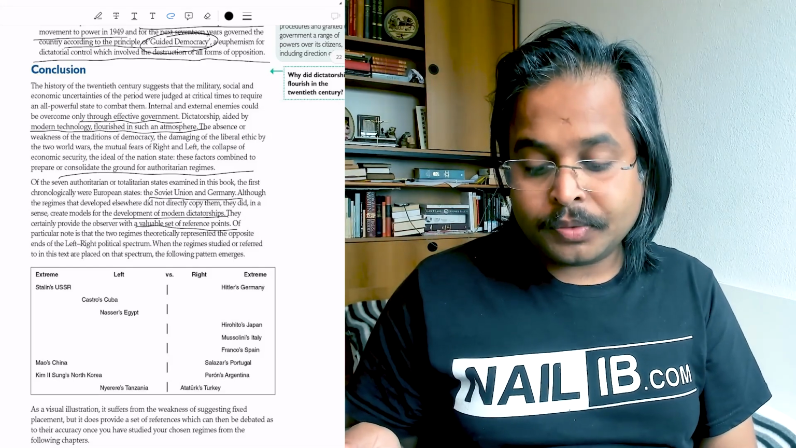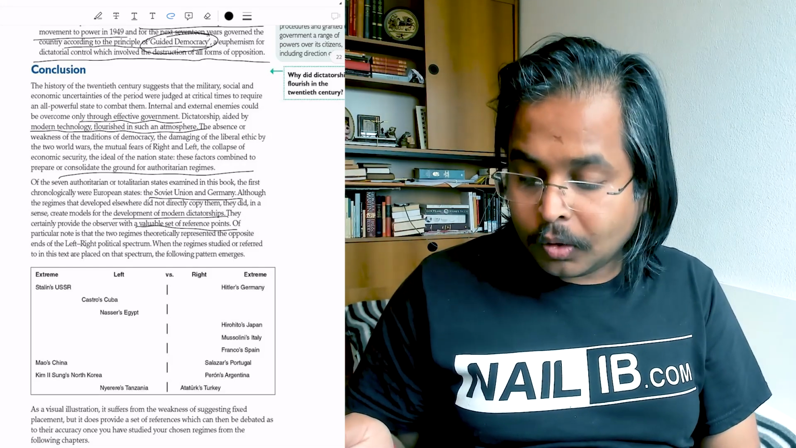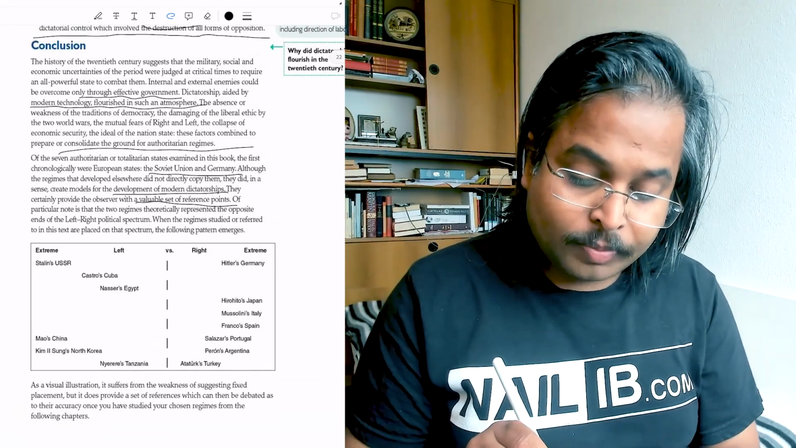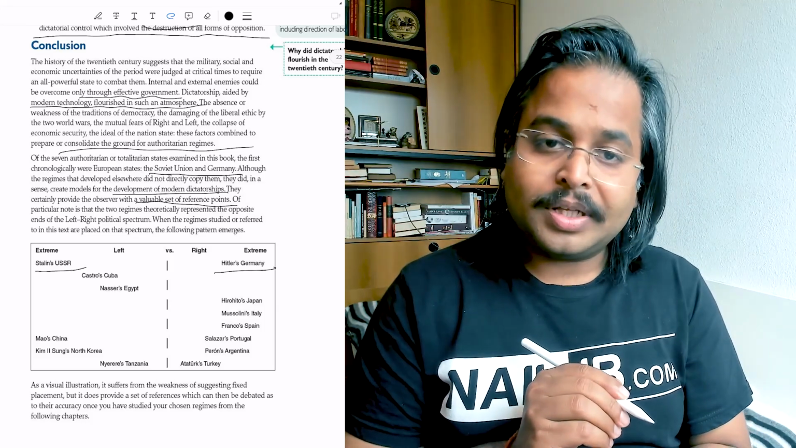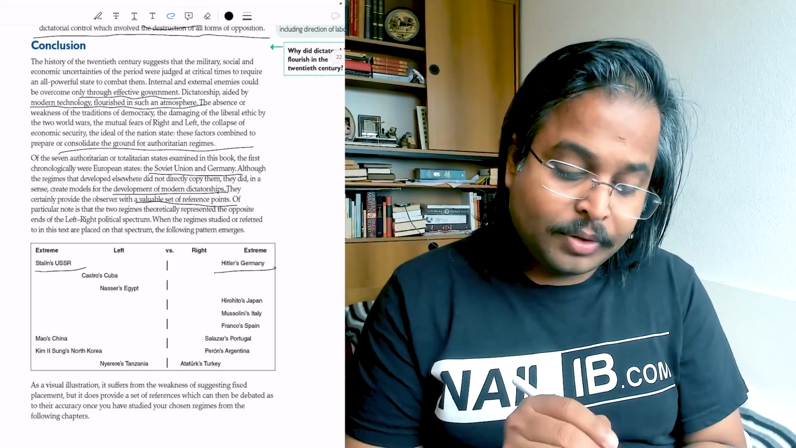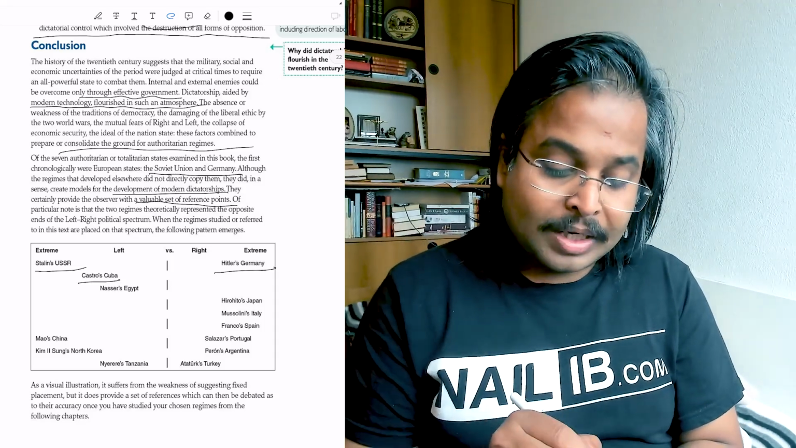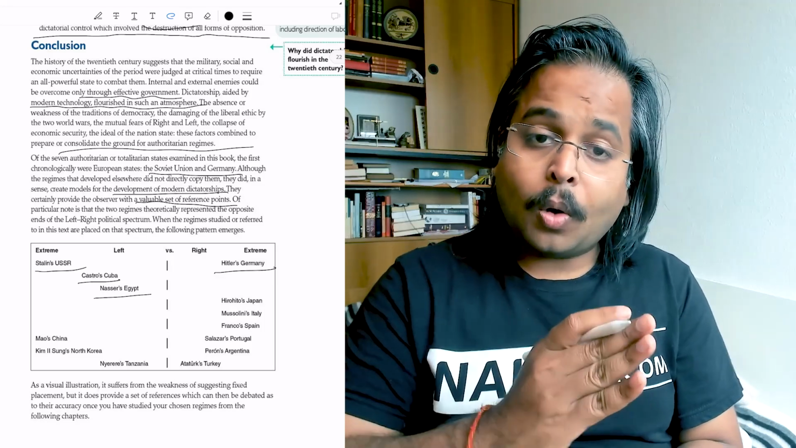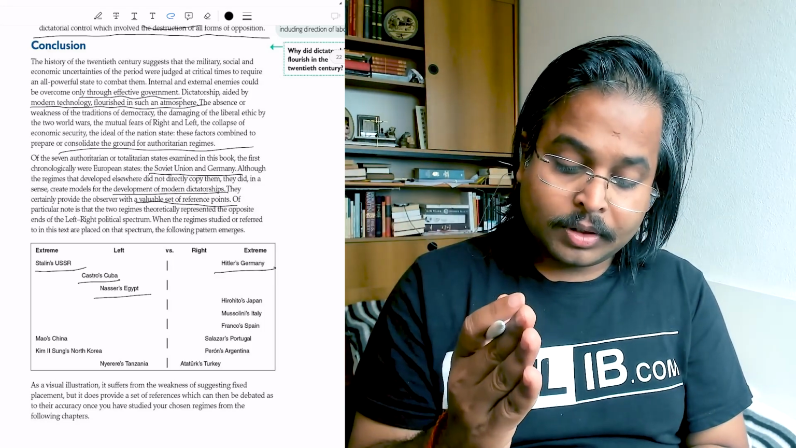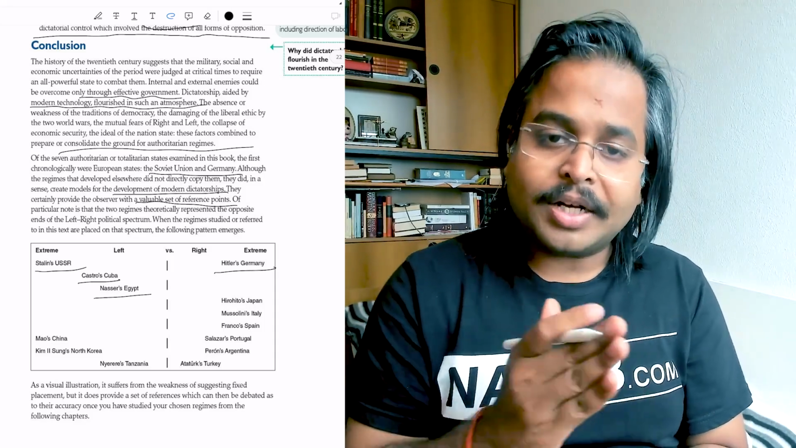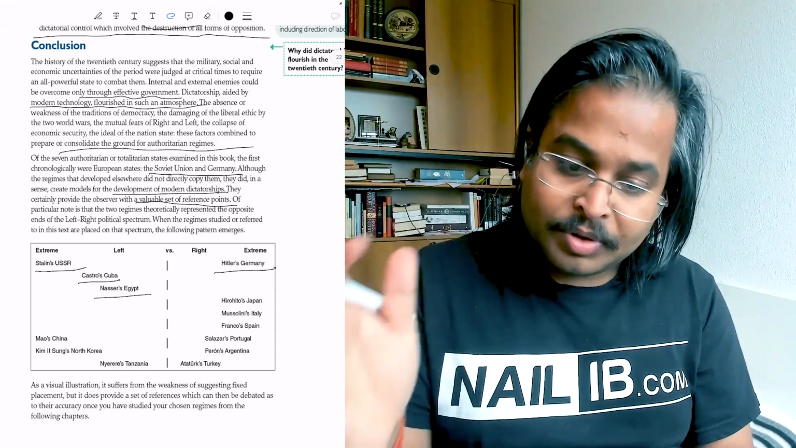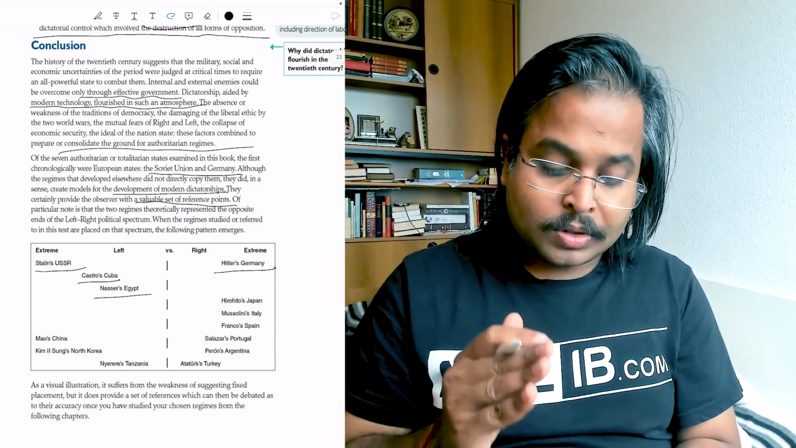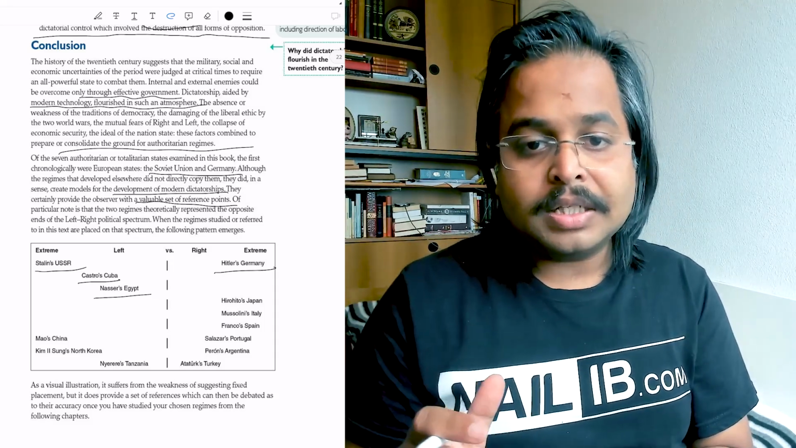When the regimes studied or referred to in this text are placed on the spectrum, the following pattern emerges, and that's a very useful way of looking at it. Please have a look at it. So Hitler's Germany is on the extreme right and Stalin's USSR is on the extreme left. And then you can see Castro's Cuba is moving towards center left, while Nasser's Egypt is left of the center. Similarly, Hirohito's Japan, Mussolini's Italy and Franco's Spain are all on the extreme right, whereas Salazar's Portugal and Perón's Argentina are moving towards the right of the center. Atatürk's Turkey is immediately right of the center and Nyerere's Tanzania is just immediately left of the center, while Mao's China and Kim Il-sung's North Korea are extreme left, just like Stalin's USSR was.